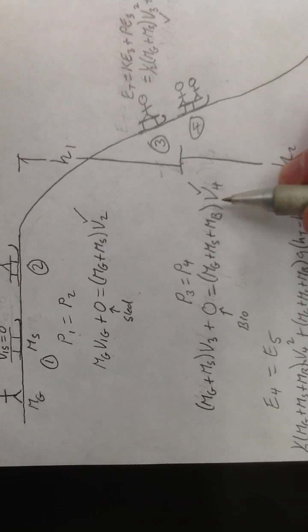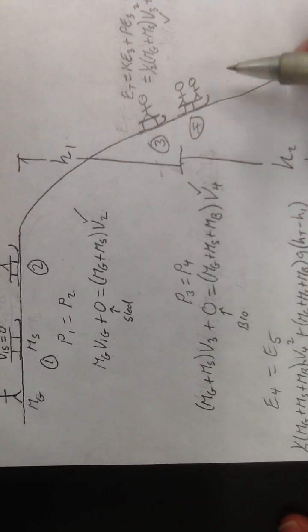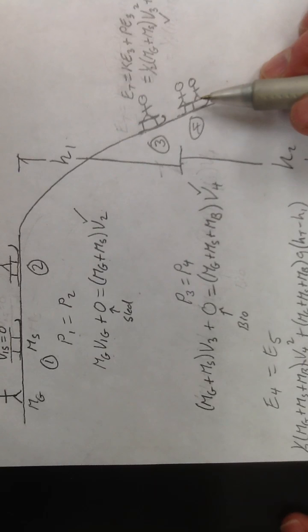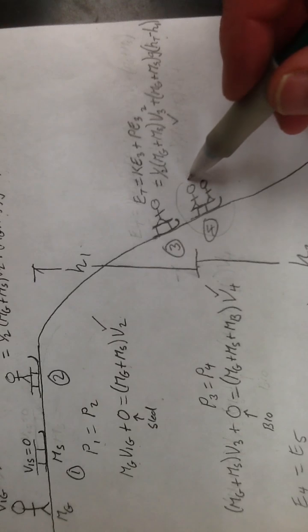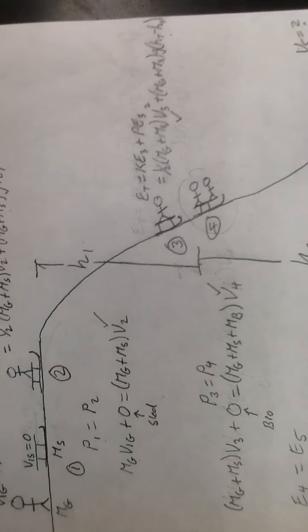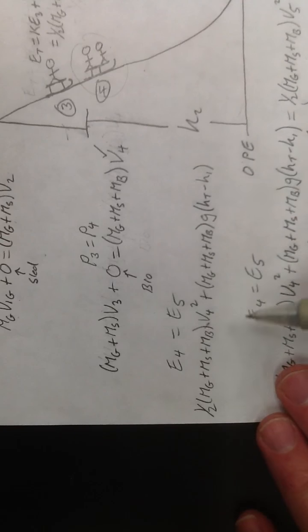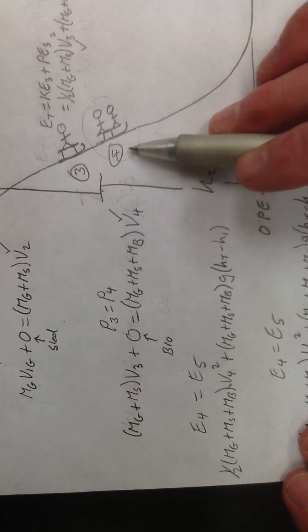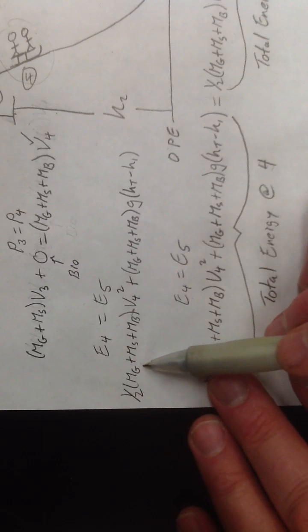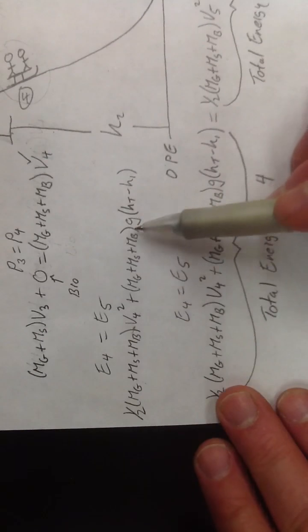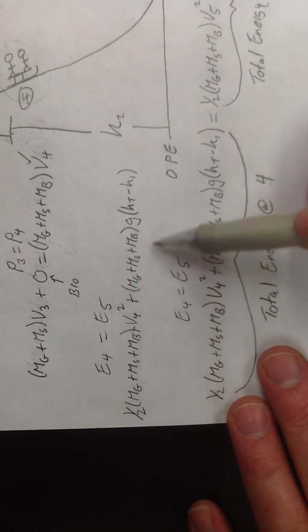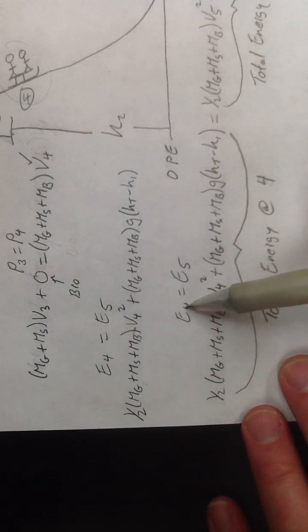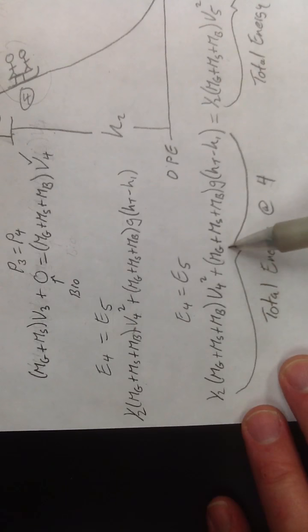Now after this inelastic collision with the little brother jumping on halfway down the hill, I need to recompute my total energy right here, and I can do that. The energy at point 4, which is halfway down the hill, is going to be a combination of kinetic energy plus potential energy. Now this energy at point 4 is going to be conserved then at point 5.